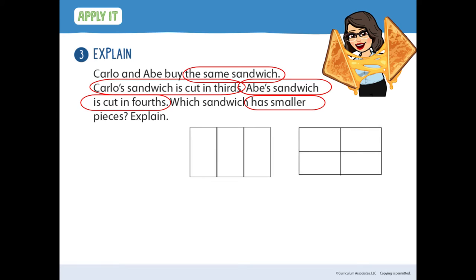So the way I think about it is, do you want a piece of Carlo's sandwich or do you want a piece of Abe's sandwich? Which one is smaller? The one that you don't want. Why don't you want that one? Pause this video and explain which sandwich has smaller pieces.